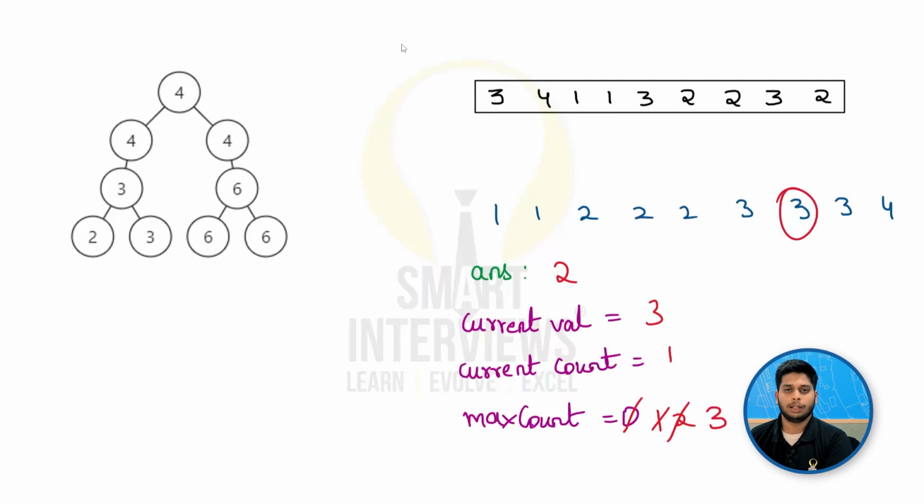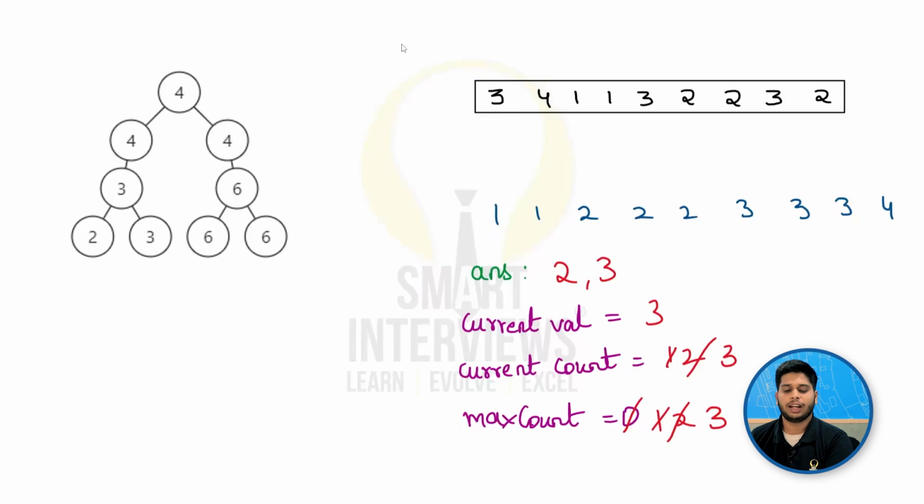Move ahead to the next element, that is 3 as well. So update the current count. And since again it is less than the max count, move ahead to the next value. And here the next value as well is 3, and it is the same as the current value. So update the current count to 3. And the current count is the same as the max count. So add the value into the answer.